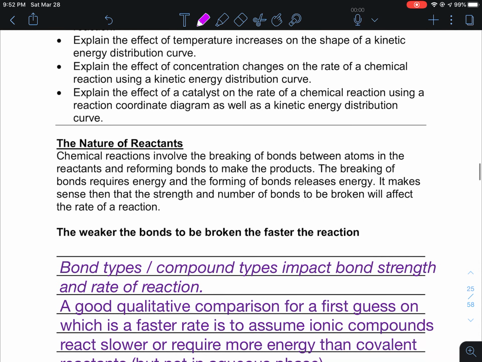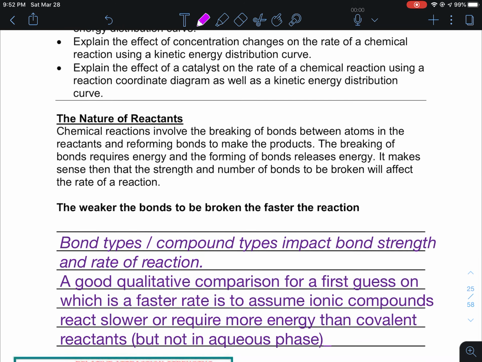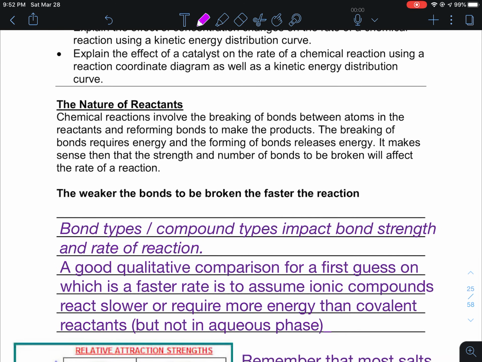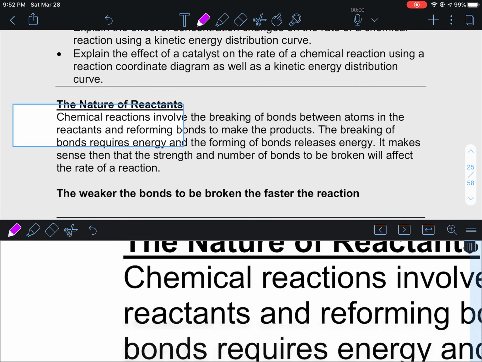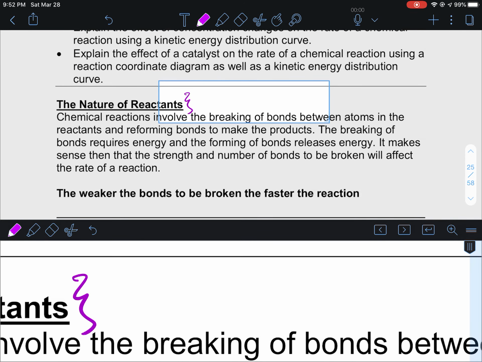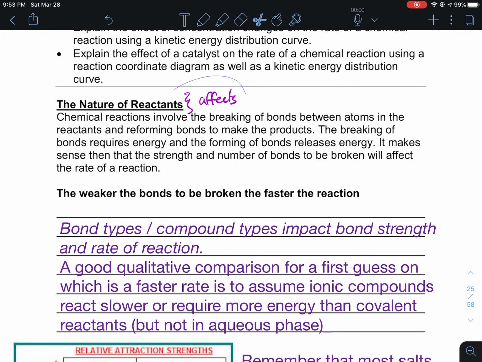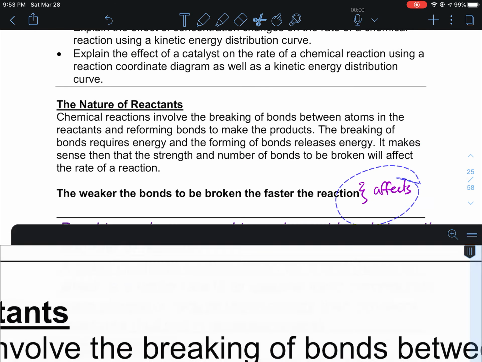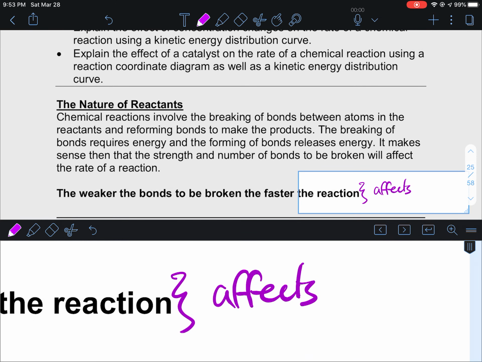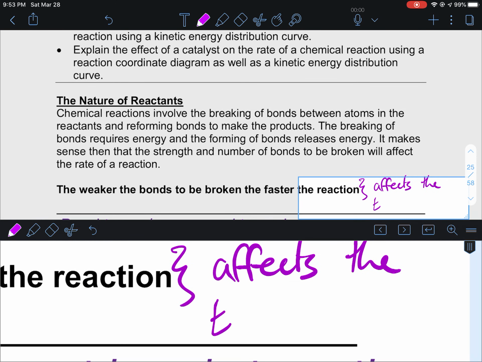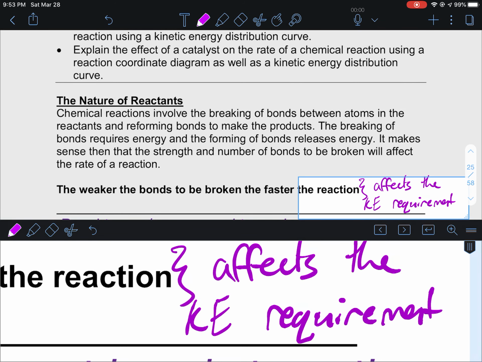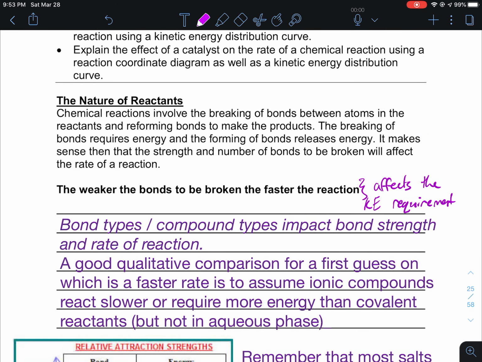Step 1, the nature of the reactants, the types of bonds that are being broken. This essentially is going to affect that second requirement. So this nature of reactants, bonds breaking, this affects the KE requirement of our collision.